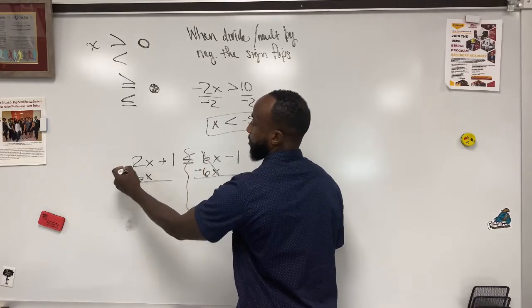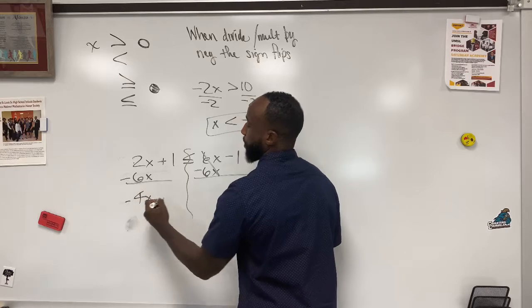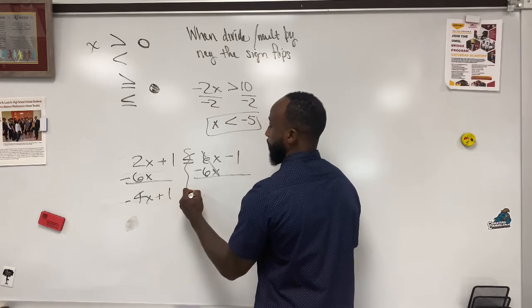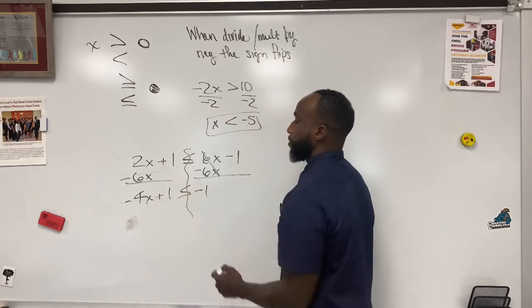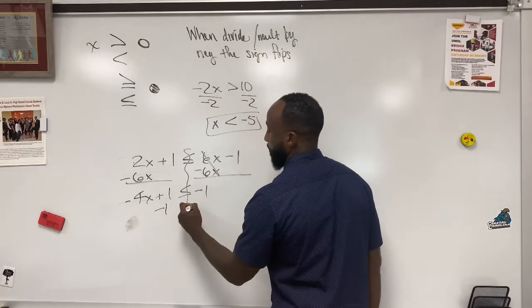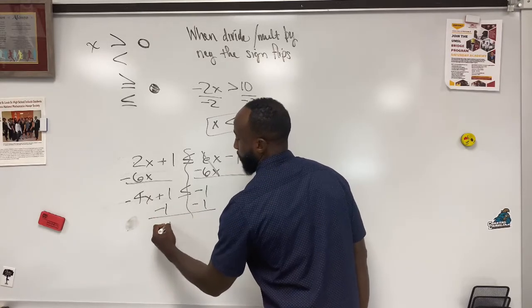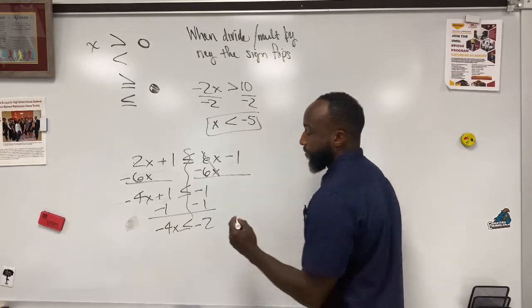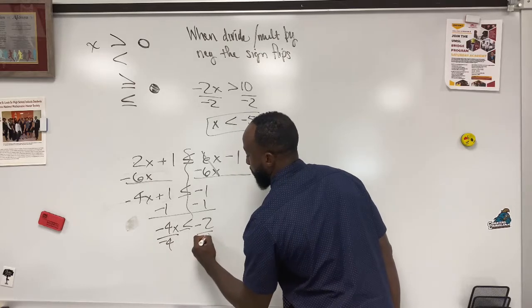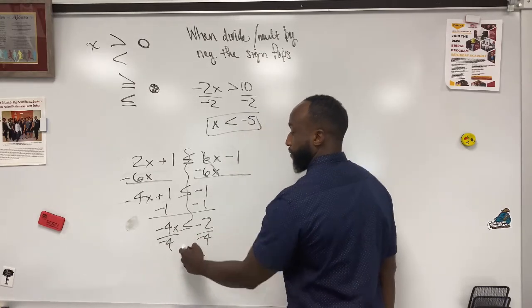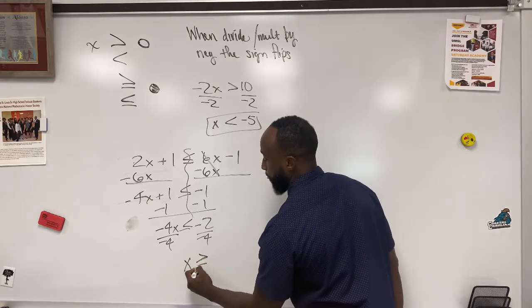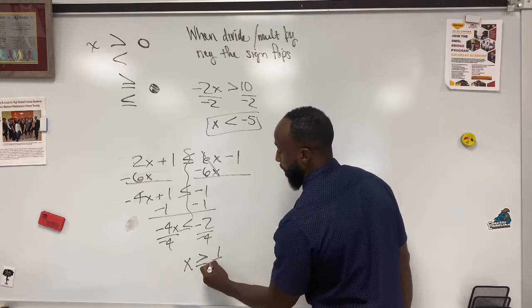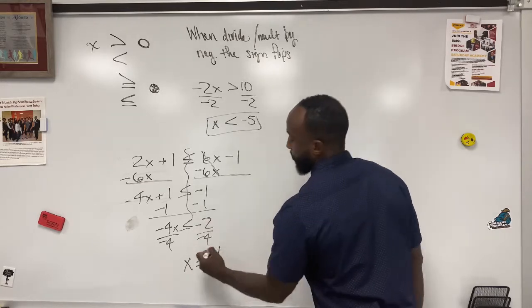This cancels, and 2x minus 6x gives you -4x. Remember, different signs, subtract, keep the sign of the bigger number. This is less than or equal to -1. Then we're going to subtract 1 on both sides, so now we end up with -4x is less than or equal to -2. Dividing by -4, dividing by a negative, the sign flips. So where it was less than or equal to, it's greater than or equal to 1/2, because you divided two negatives and get a positive solution.